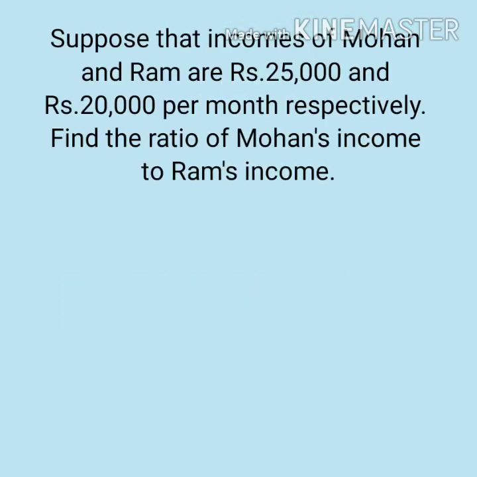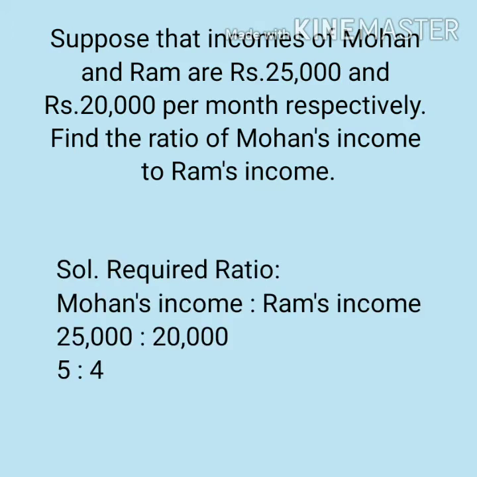To make the concept more clear, let's take an example. Suppose that income of Mohan and Ram are rupees 25,000 and rupees 20,000 per month respectively. Find the ratio of Mohan's income to Ram's income. So, in the solution, we are required to find the ratio of Mohan's income to Ram's income.